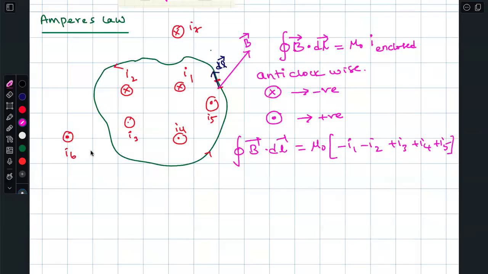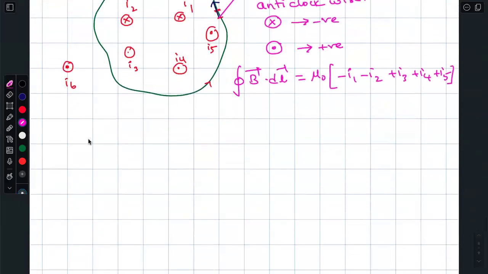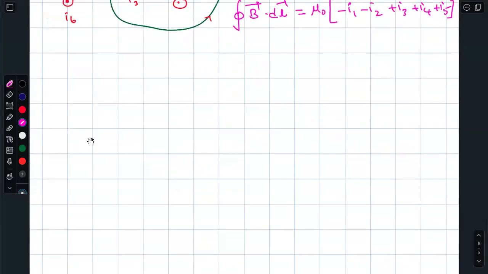Like in Gauss's law, how you approach it there, same thing here. So this is Ampere's law. It's a very good application as far as this is concerned. Regarding Ampere's law, in NCERT there is some theory which everyone should follow.